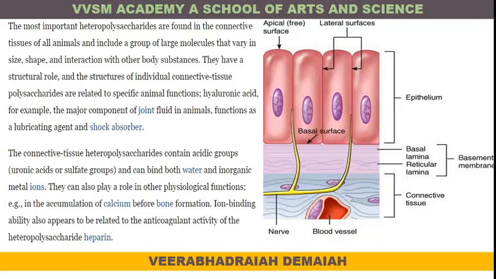If you observe the cell carefully, you can come across so many things: the blood vessels, the nerve cells, and the basal surface. The first layer is the epithelium layer, and this is the basal lamina, the basement membrane layer, and the connective tissue layer, my dear.